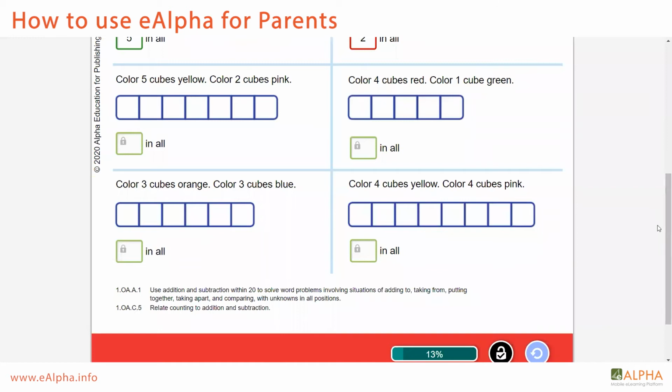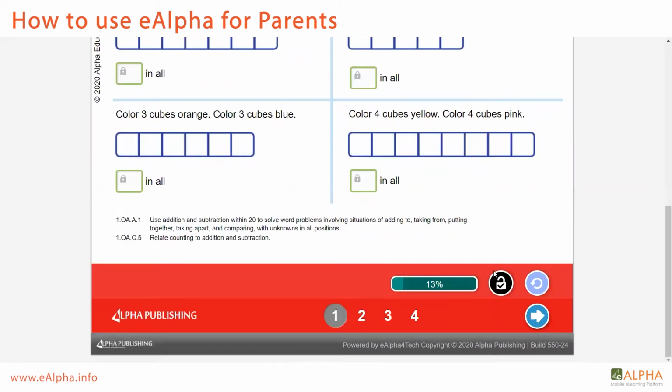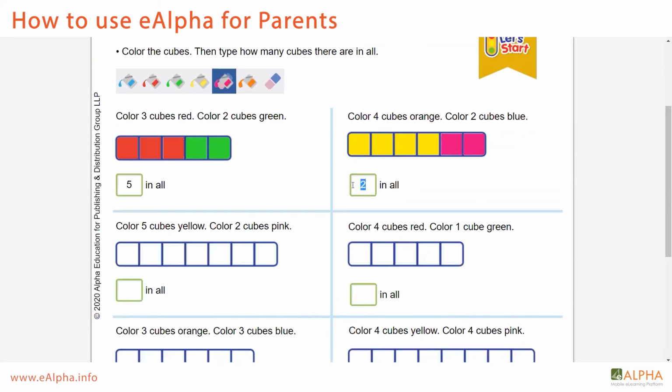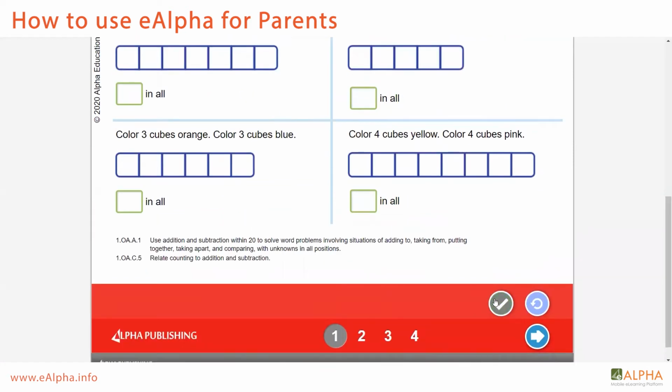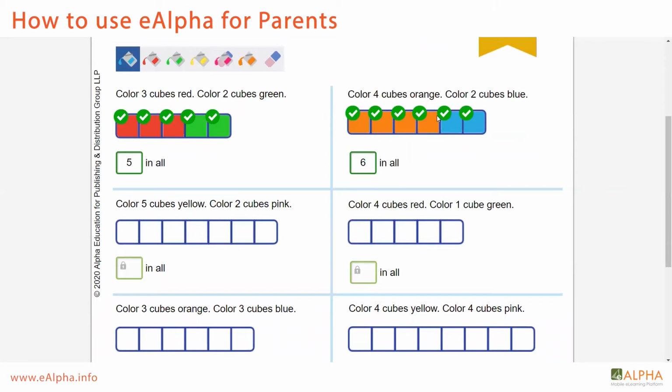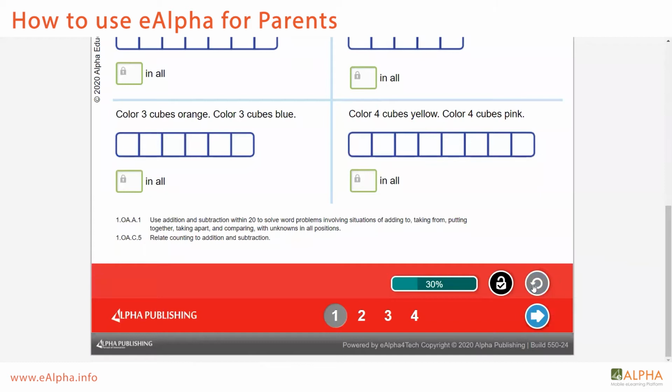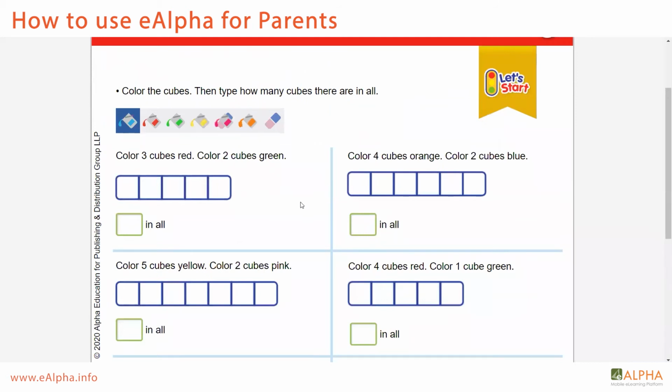If they wish to then correct their answers, they click this unlock button, and they can change any of the answers that they got wrong. And again, at the bottom of the page, they can click the check button to see if their answer is now correct. At the bottom of the page, there is also a reset button, and if they click this, the whole page is emptied and gone back to its original state.